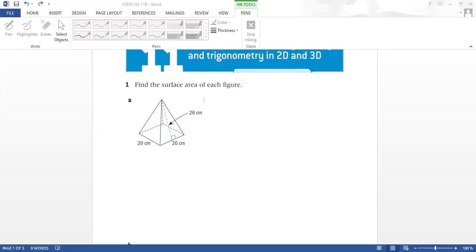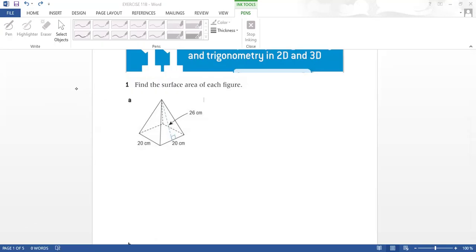Welcome to this class, exercise 11B, AASL, Oxford. We want to solve this question. Question number 1 says find the surface area of each figure. And that is for question A.